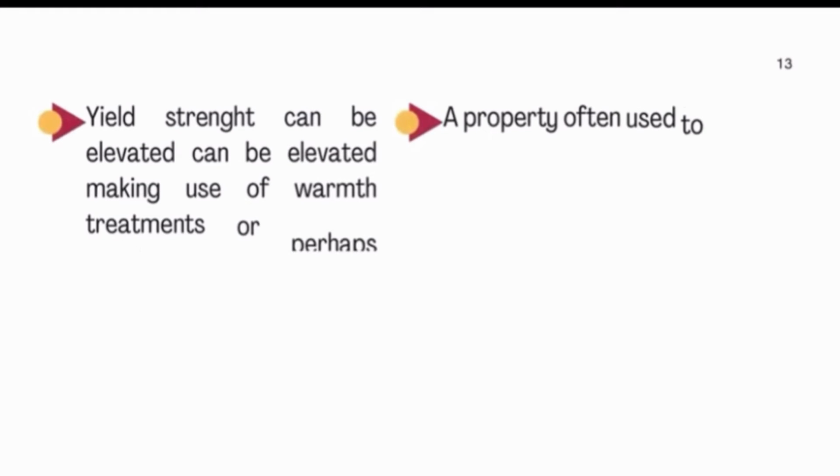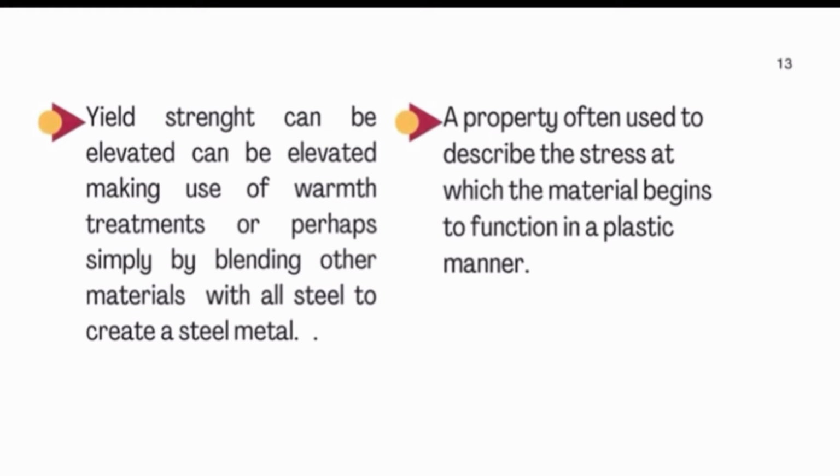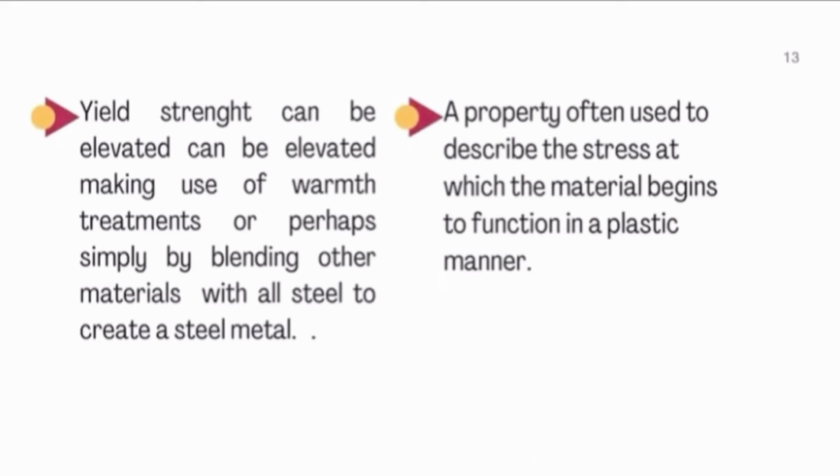Yield strength can be elevated by making use of heat treatments or by blending other materials with steel to create a steel alloy. It is a property often used to describe the stress at which the material begins to function in a plastic manner.